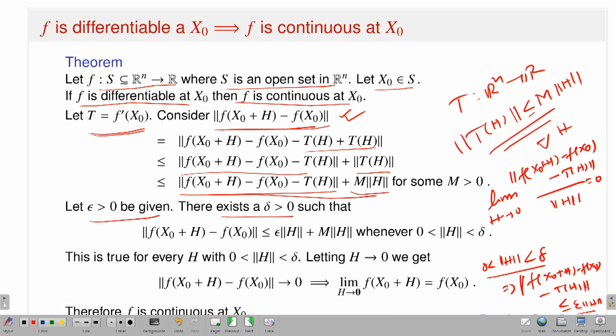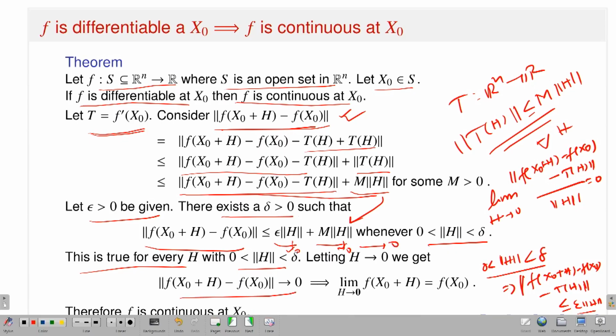Combine these two things: this estimate will give you this one. So the difference is dominated by epsilon times norm h plus m times norm h whenever the norm of h is less than delta. This comes from the existence of the total derivative, and this is true for every such h. Now you just take the limit as h approaches 0. On the right hand side, epsilon is fixed and m is fixed, so this goes to 0, and therefore the right hand side goes to 0 and therefore the left hand side goes to 0.